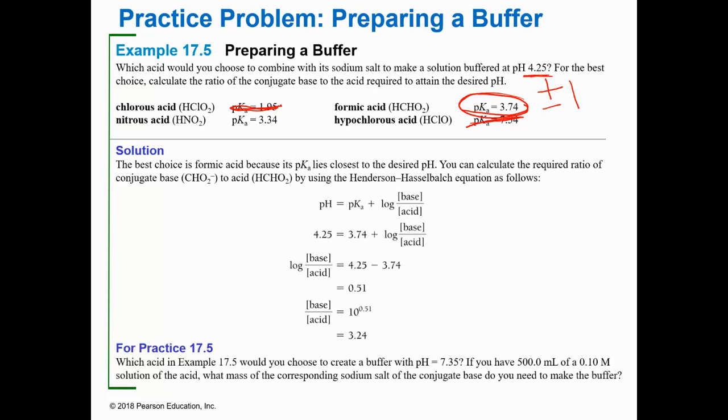Okay, in what example would we want the pH to be 7.35? Okay, so for 7.35, we would be looking for hypochlorous acid. So it's just a matter of what we're looking for.